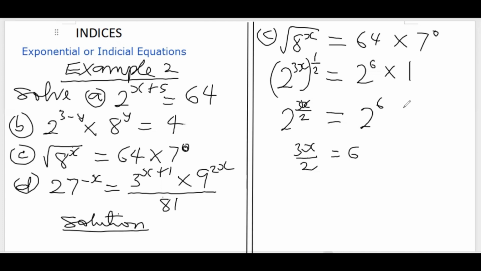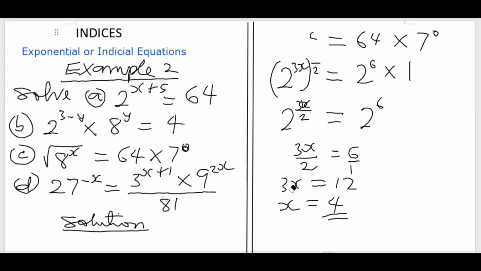And for us to clear the fraction, we cross multiply. 6 means 6 over 1. Cross multiply. 1 will multiply 3x, you have 3x. And 2 multiply 6, we have 12. And finally, to get the value of x, we divide both sides by the coefficient of x, which is 3. 3x over 3, we have x. 3 will cancel 3. And 12 divided by 3 is 4. So we have 4 as our answer to the C part.